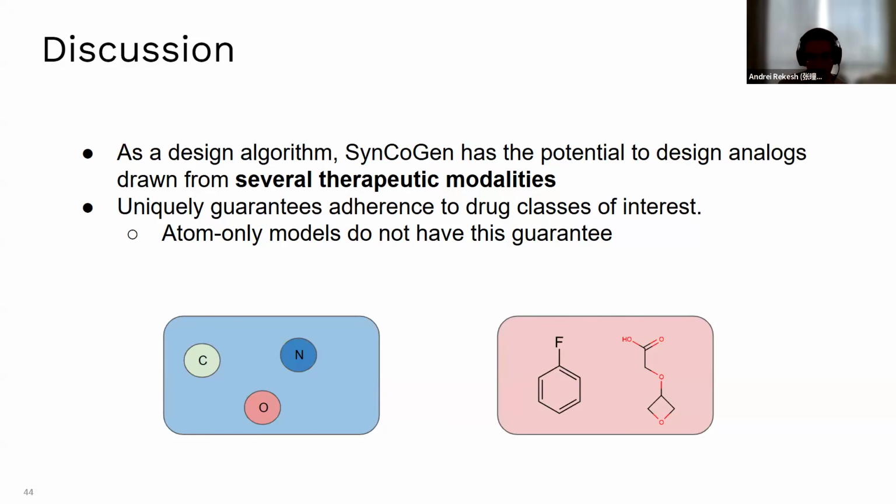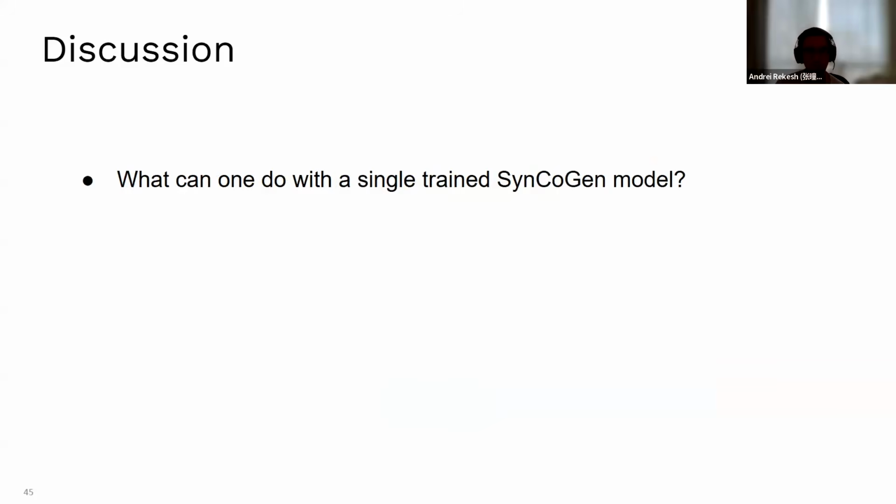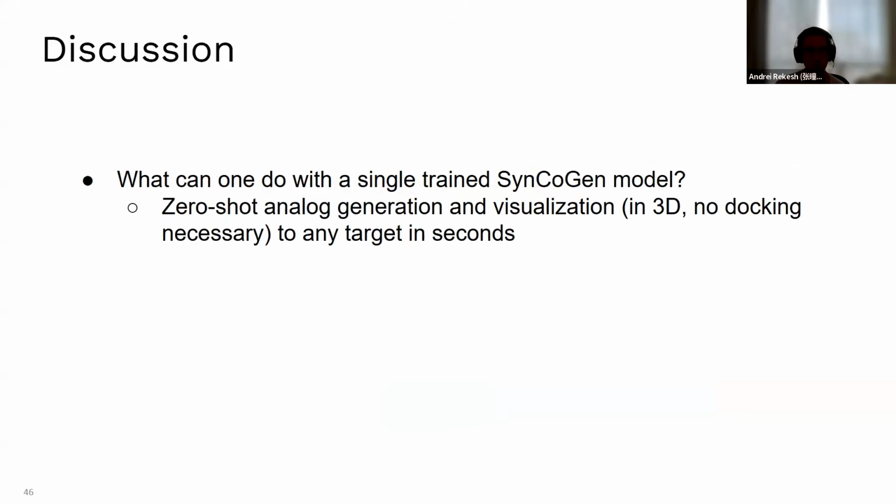And so being able to constrain your generation to whatever vocabulary of building blocks, I think is a really strong thing and works well for both peptides and for small molecules. So in general, what you can do with a single trained SynCoGen model is zero-shot analog generation, which is pretty cool. You don't have to retrain your model to generate analogs via sampling and visualization. So compared to Synformer, for instance, you don't have to dock the molecule or generate a conformer before you can visualize the results because all of the molecules are generated directly in 3D and conditioned directly on 3D targets.